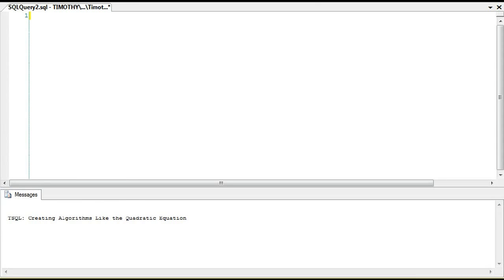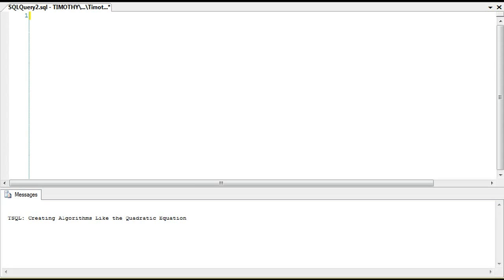This morning we're going to use an example of using the quadratic equation in a stored procedure and getting the result, and show what the capabilities of SQL Server are as far as pretty complex algorithms.